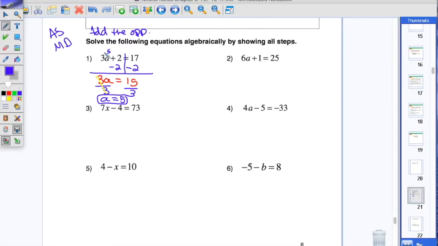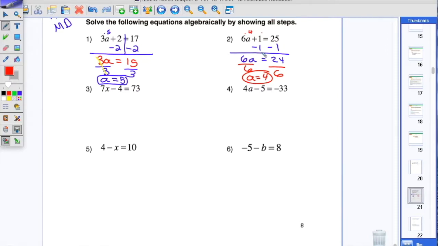On number 2, 6a plus 1 is equal to 25. We have to undo the addition by subtracting 1 on both sides. Now we have to undo the multiplication by dividing by 6 on both sides. So a is equal to 24 divided by 6, which is 4. So a is equal to 4. If we check our solution, 6 times 4 is 24, plus 1 gives you 25.